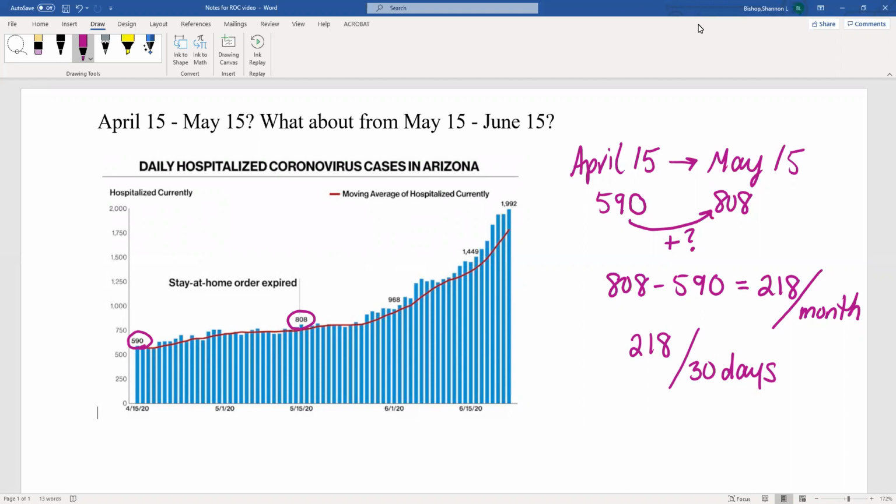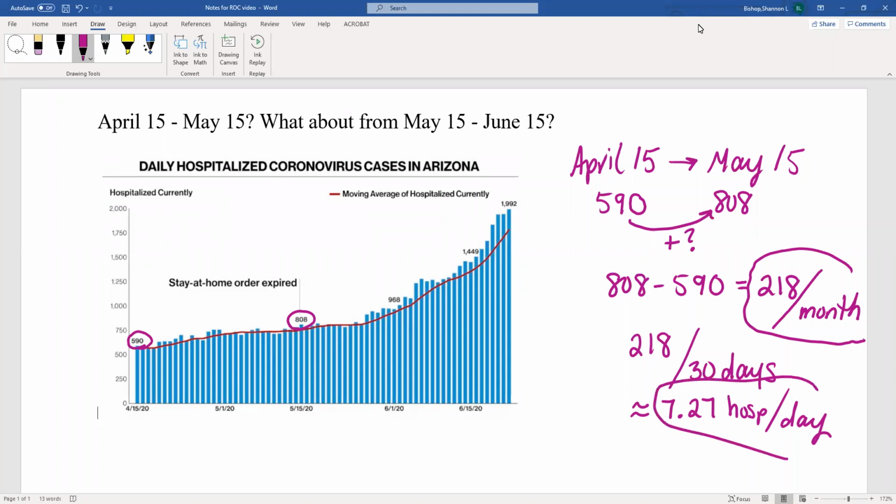So if it was an increase of 218 hospitalizations over the course of 30 days, that would break down to, when I divide that, approximately 7.2. If I round it, that's 7 additional hospitalizations each day. So these are both valid rates of change with regards to that month's time period.